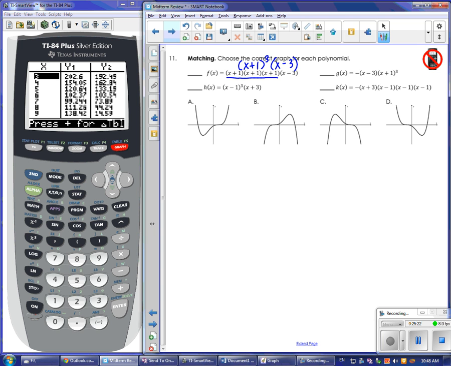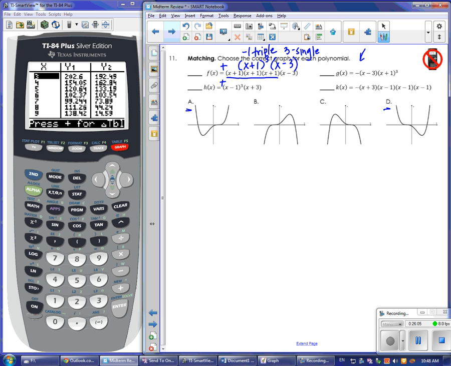So x plus 1, the quantity cubed, tells me that I have a root at -1 and it's going to be a triple. It tells me that I have a root at 3 and it's going to be a single. The other thing you want to look at is the leading coefficient. Notice that in this function the leading coefficient is positive. Well, it's positive in h of x too. So I know that those two graphs have to be increasing to the right. If I look at my functions over here, g of x and k of x, both of those have a leading coefficient that is negative. So that's going to correspond to the graphs that are going down to the right. So I know in number 11 that f of x is either going to be A or D.